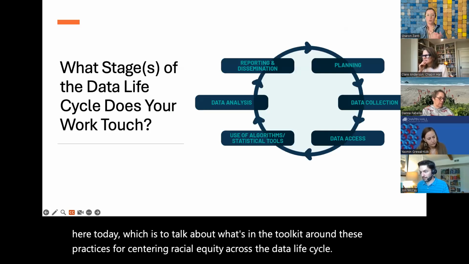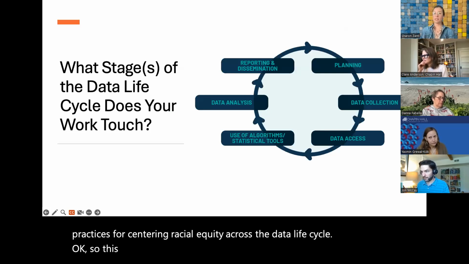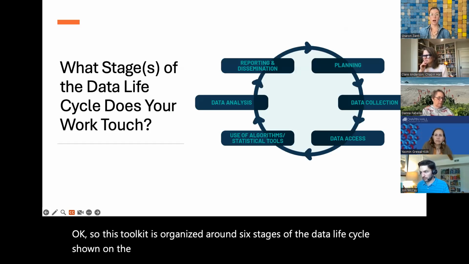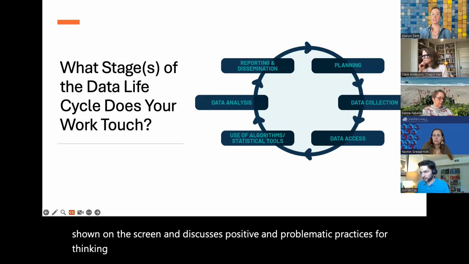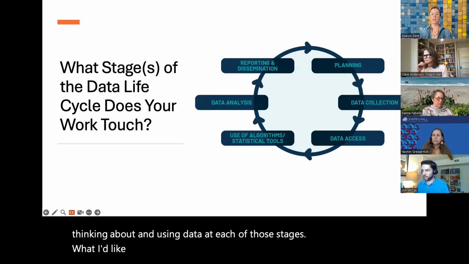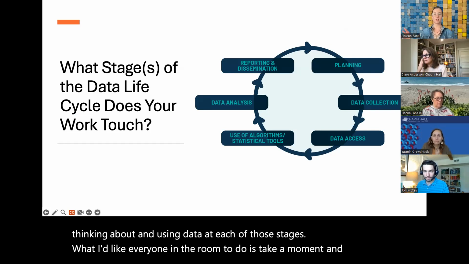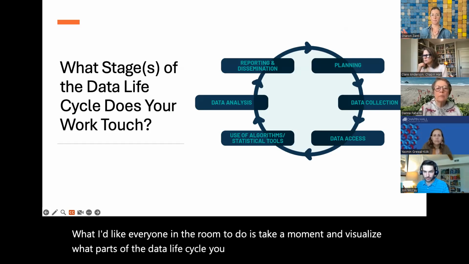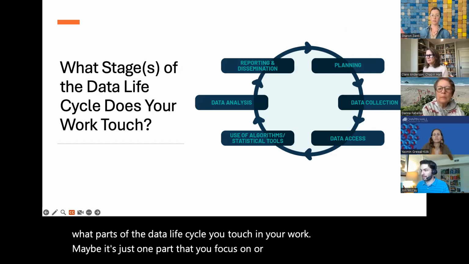Okay, so this toolkit is organized around 6 stages of the data lifecycle shown on the screen and discusses positive and problematic practices for thinking about and using data at each of those stages. What I'd like everyone in the room to do is take a moment and visualize what parts of the data lifecycle you touch in your work. Maybe it's just one part that you focus on, or maybe you kind of touch all of them.